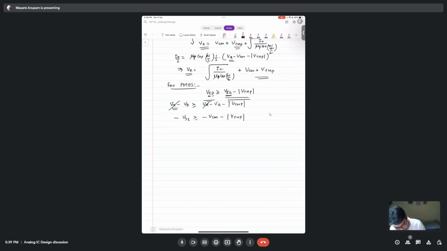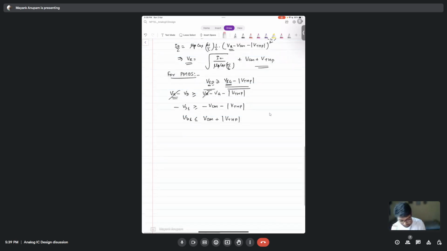So VB1 should be greater than VCM plus mod of VTHP, less than or equal to VCM plus mod of VTHP. So the sign flips, isn't it? Yes, this sign flips here. Less than becomes greater than.